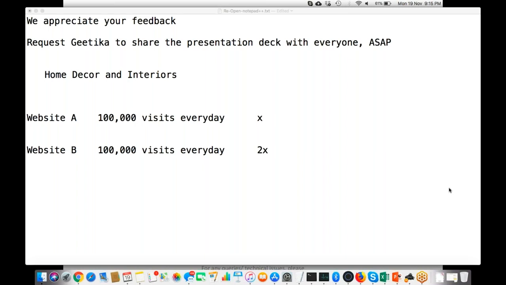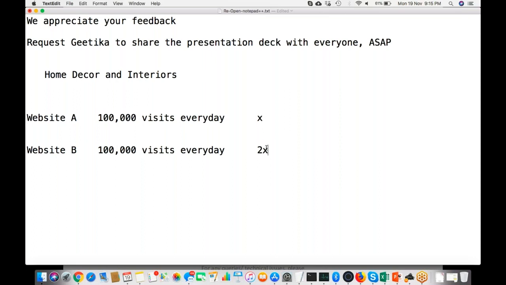Okay, all right. So let me put it this way. This guy is saying I'll charge X rupees. This guy says I'll be charging 2X. Now, how can this guy charge more than this? By showing that, of course, the number of visits are the same, very close to each other, but my audience is more engaged. In 25% of my visits, users view more than 10 pages.